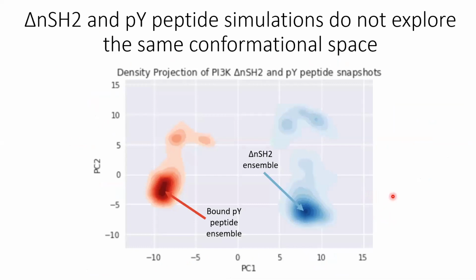However, this result, the convergence of this result, is not due to the simulation sampling the same conformational space. So what I'm showing here is a covariance matrix of the backbone displacements of both of these simulations. And these are projected on the first two principal components. And as you can see from this plot, the two sets of simulations don't overlap in this PC space, indicating that they're actually sampling different regions of conformational space, yet the activation loop ensemble is converging to a similar result.